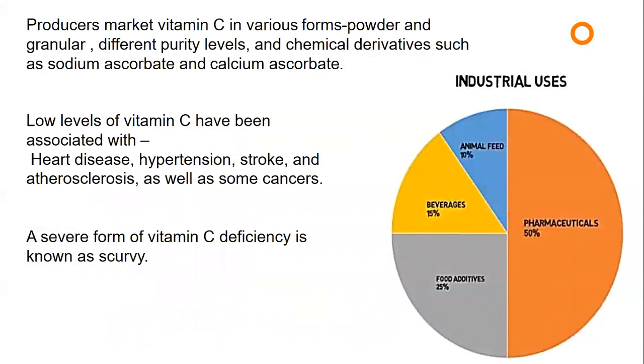Now, the vitamin C which is produced can be used in animal feed, beverages, food additives, and pharmaceuticals, and it is also used as chemical derivatives such as sodium ascorbate and calcium ascorbate. Low levels of vitamin C can cause many deficiencies in us, and can also lead to heart disease, hypertension, stroke, and atherosclerosis. A severe form of vitamin C deficiency is what we all know as scurvy.